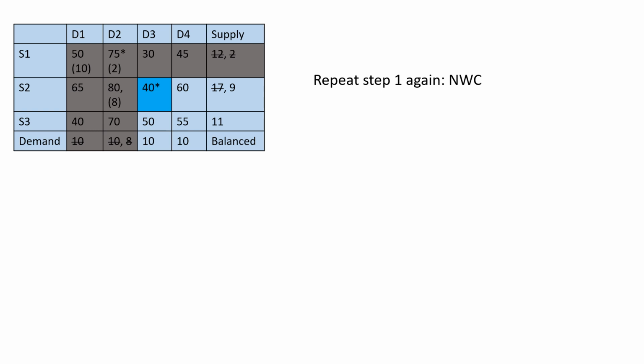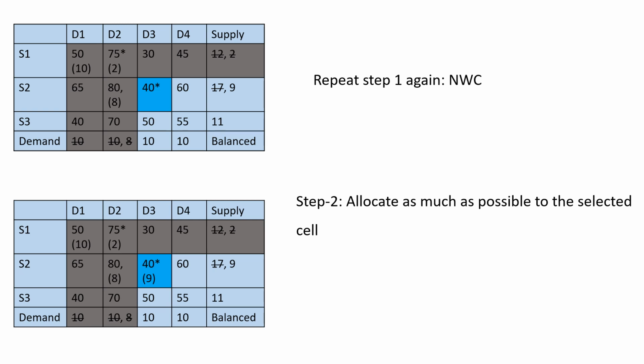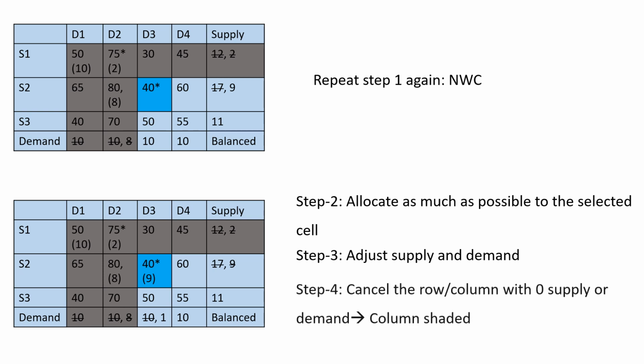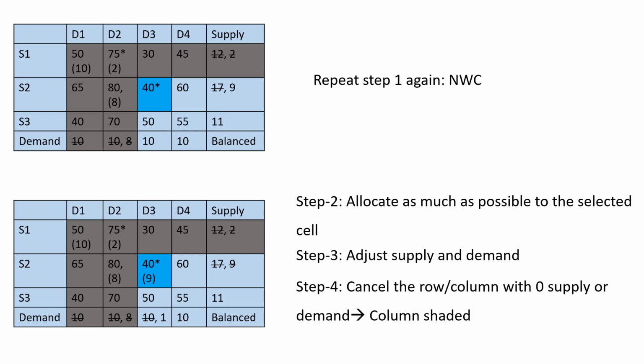So the northwest corner cell is 40 and correspondingly there is 9 and 10, and we have to allocate 9 because 9 is less than 10. So when we allocate 9 and adjust, 9 will be cancelled and 10 minus 9, here we remain with 1. And then the other step is to cancel out the 0 supply or 0 demand row or column. So here the supply is already finished, so we have to cancel this row.